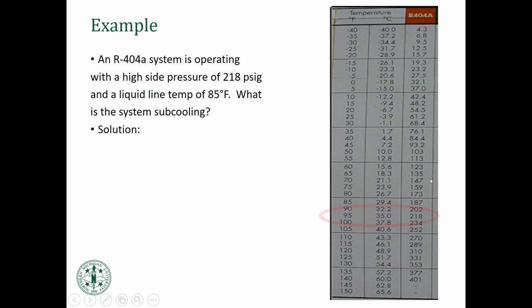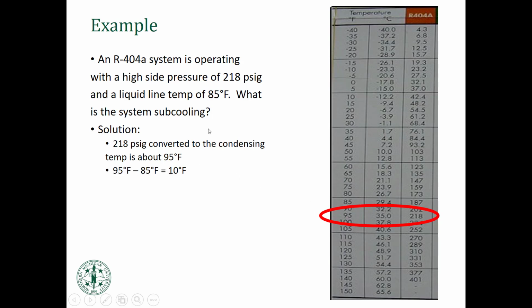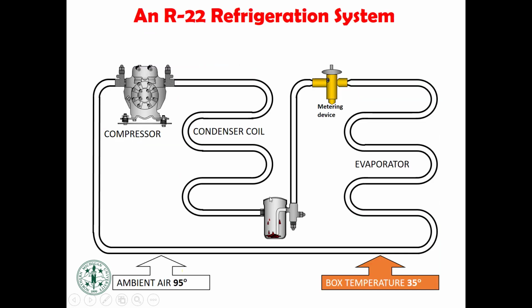So we have to look over here and find 218, which is down in this area. Convert that to condensing temperature, about 95 degrees Fahrenheit. Okay, so we have 95 then, right, minus our 85, which we know from our liquid line temp, and that just comes out to 10. So that is our subcooling requirement.